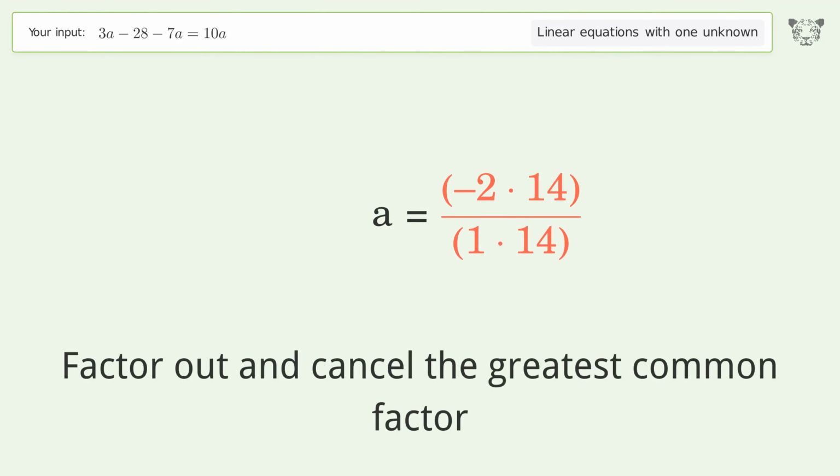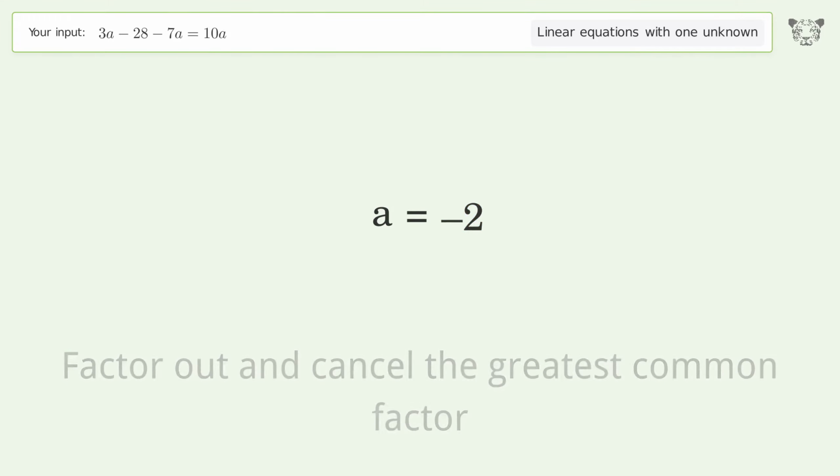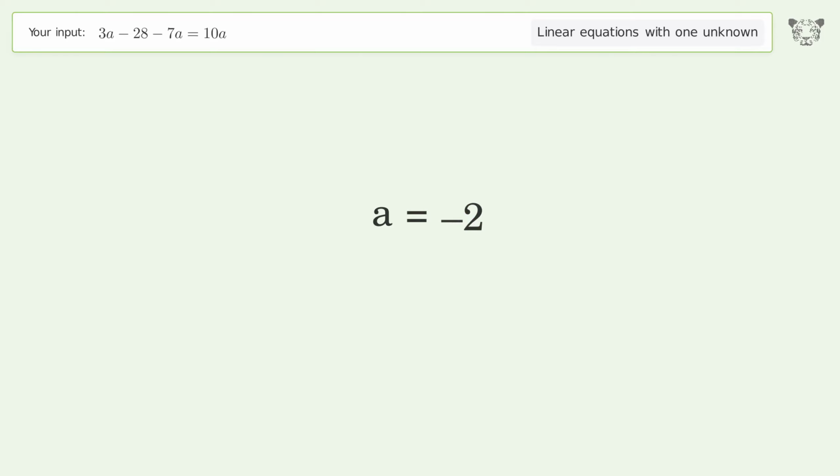Factor out and cancel the greatest common factor. And so the final result is a equals -2.